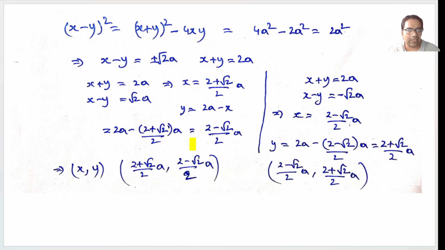Basically, if x is (2 plus root 2) a by 2, then y is (2 minus root 2) a by 2. If x becomes (2 minus root 2) a by 2, y becomes (2 plus root 2) a by 2. Just that x and y interchange. If x is this, y is this. So these are the two solutions of this equation.